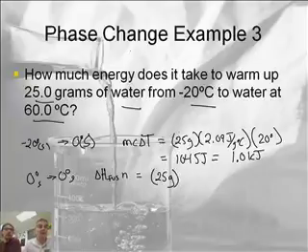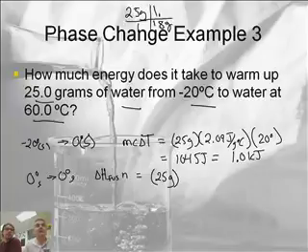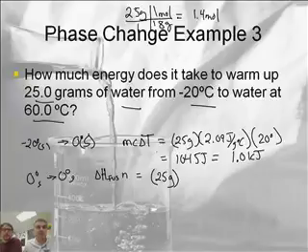And you know what we didn't do? We need to convert that into moles. So if I have 25 grams over 1, 18 grams in 1 mole, we get 1.39, so 1.4 moles.